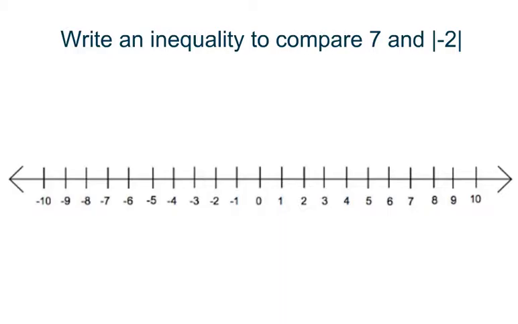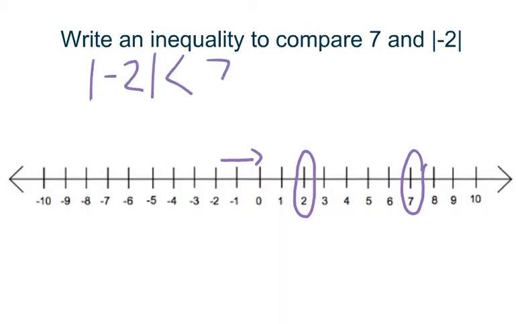Maybe I was asked to write an inequality to compare 7 and the absolute value of -2. So now I have to remember that absolute value means distance from 0. -2 is 2 spaces away from 0, so this means I'm comparing these numbers, 2 and 7. So I could write a couple inequalities. I could write the absolute value of -2 is less than 7. I could write 7 is greater than the absolute value of -2.